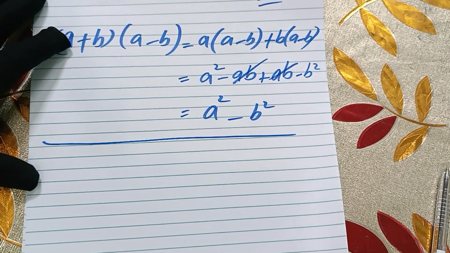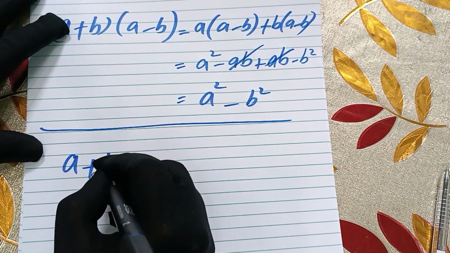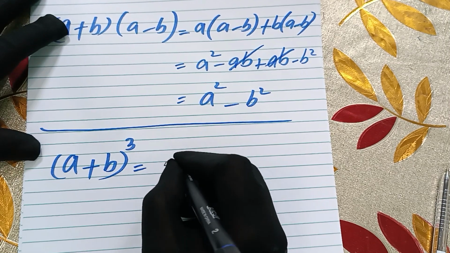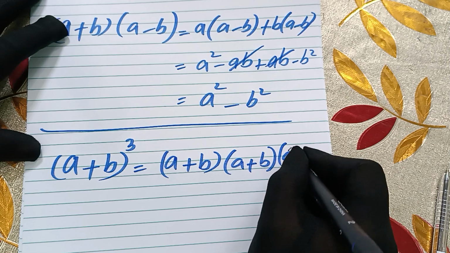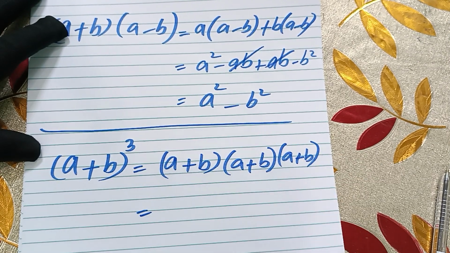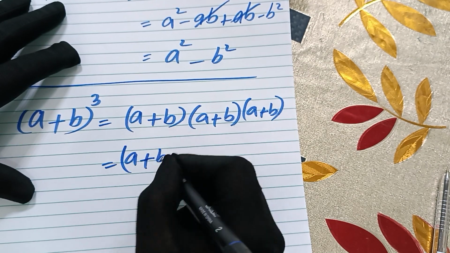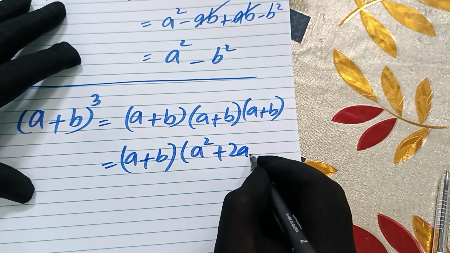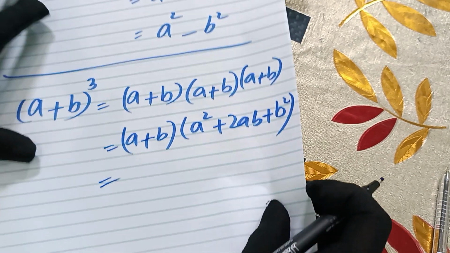And now the next identity I will do is a plus b whole cube. How will we solve it? Again we will multiply a plus b and a plus b. For a continued product, if we want to do the product, we can. But we already know we will multiply these and get a square plus 2ab plus b square. Use this one and then further multiply.